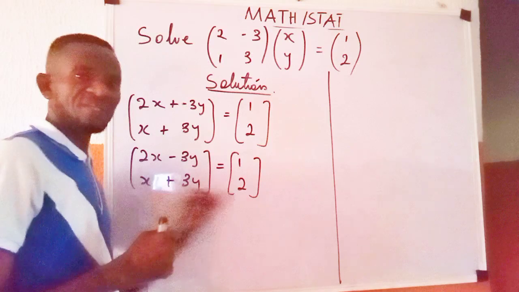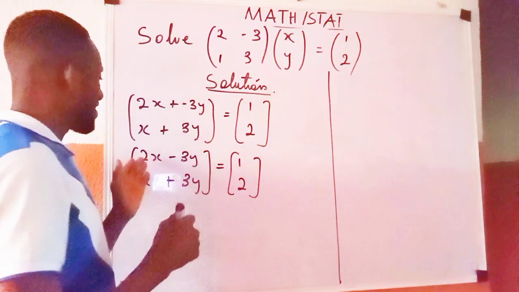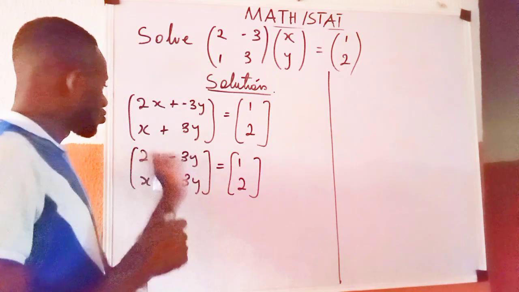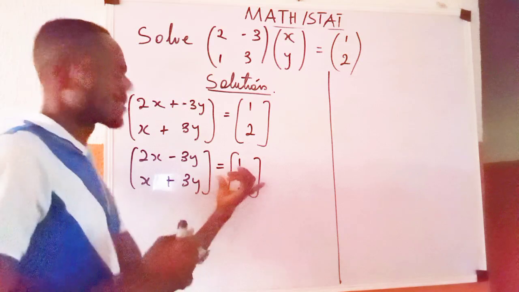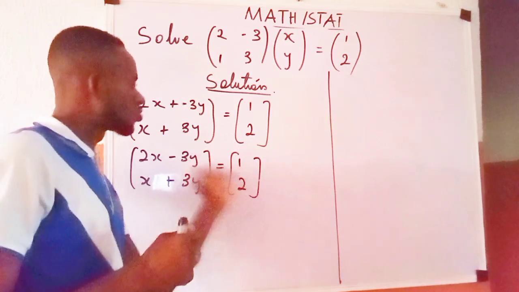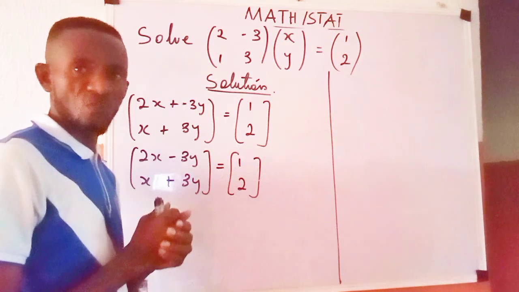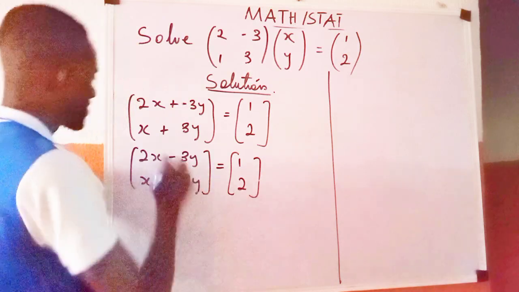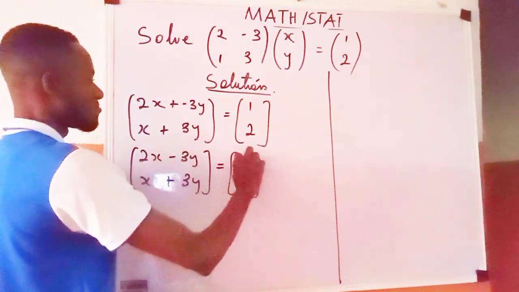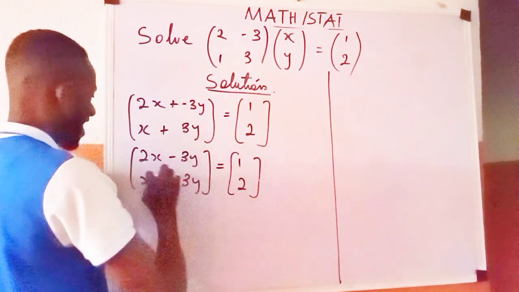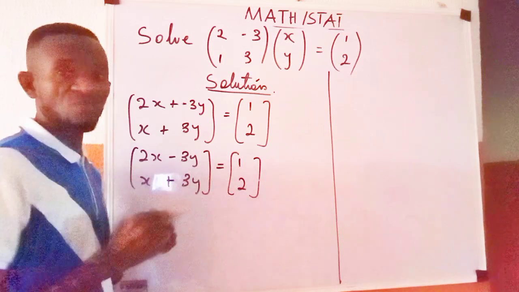This is a matrix and this is a matrix. This is a column matrix, that is two rows and one column. This is equally a column matrix, two rows and one column. So the implication is that the first entry here must be the same as this entry here, and the second entry here must be the same as this entry here.